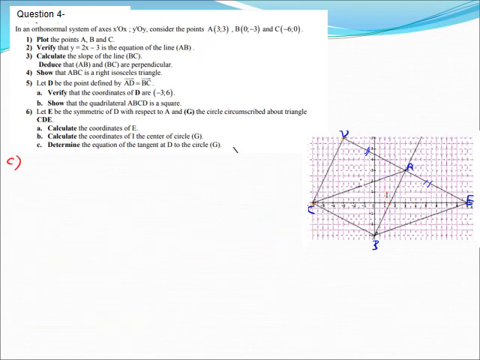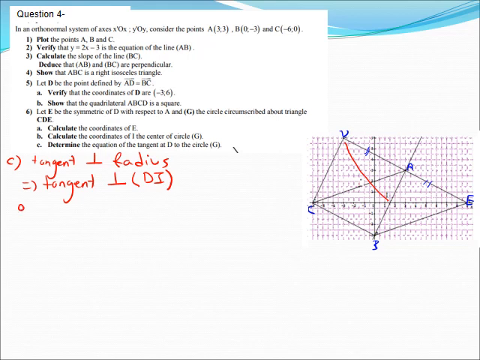C. Determine the equation of the tangent at D to the circle. Tangent to radius. So the tangent is perpendicular to radius DI. Slope of tangent times slope of DI equals -1.